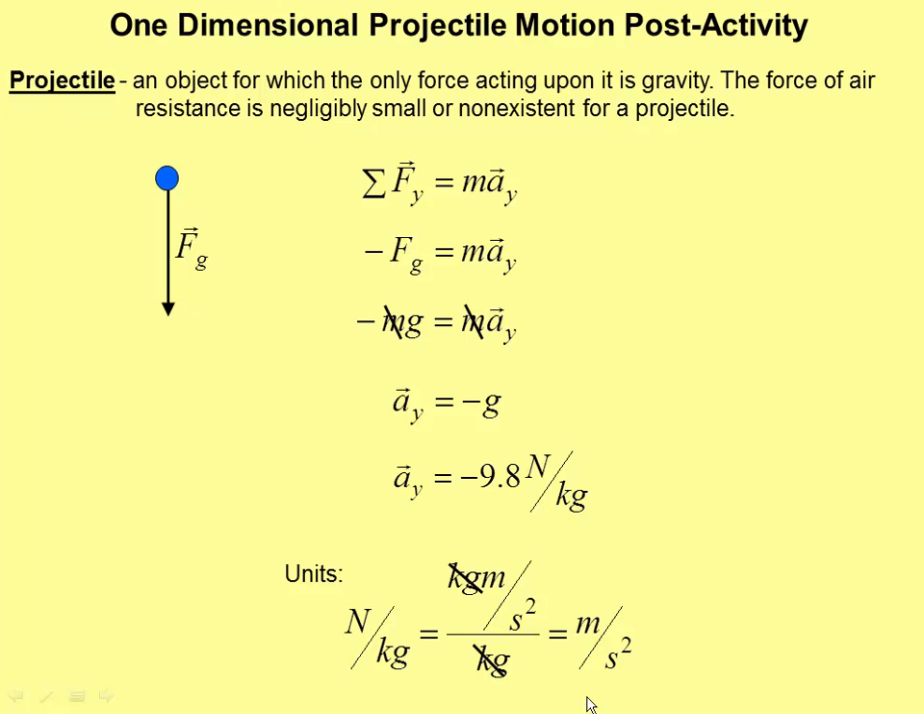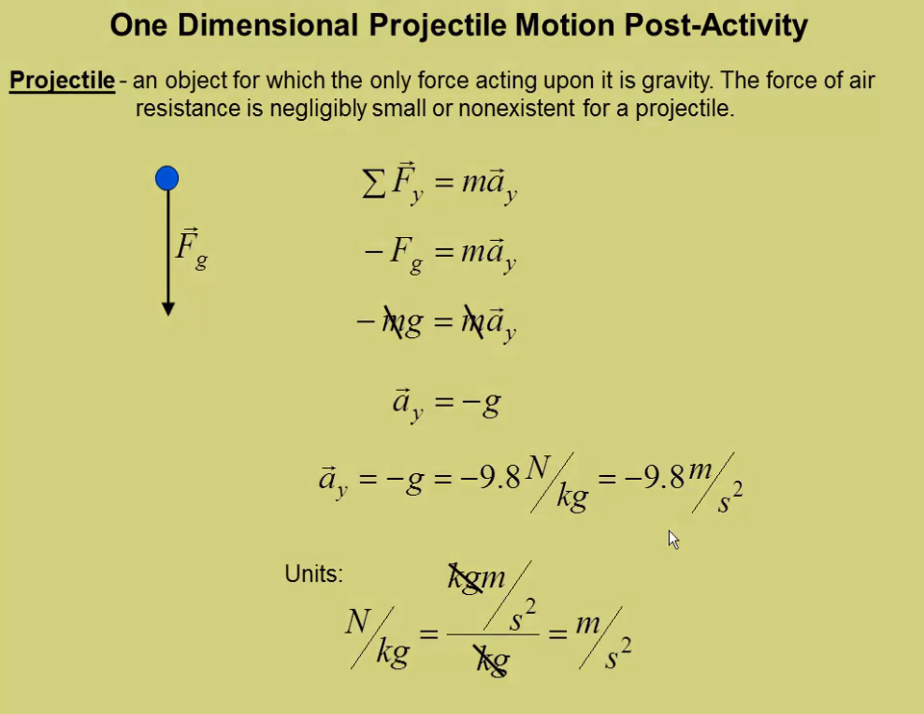Right? So if we put in the substitution of the acceleration units, we can see that the vertical acceleration is negative g, which is negative 9.8 meters per second squared. The negative is because it's going down. Right? And down in a conventional coordinate system is negative.